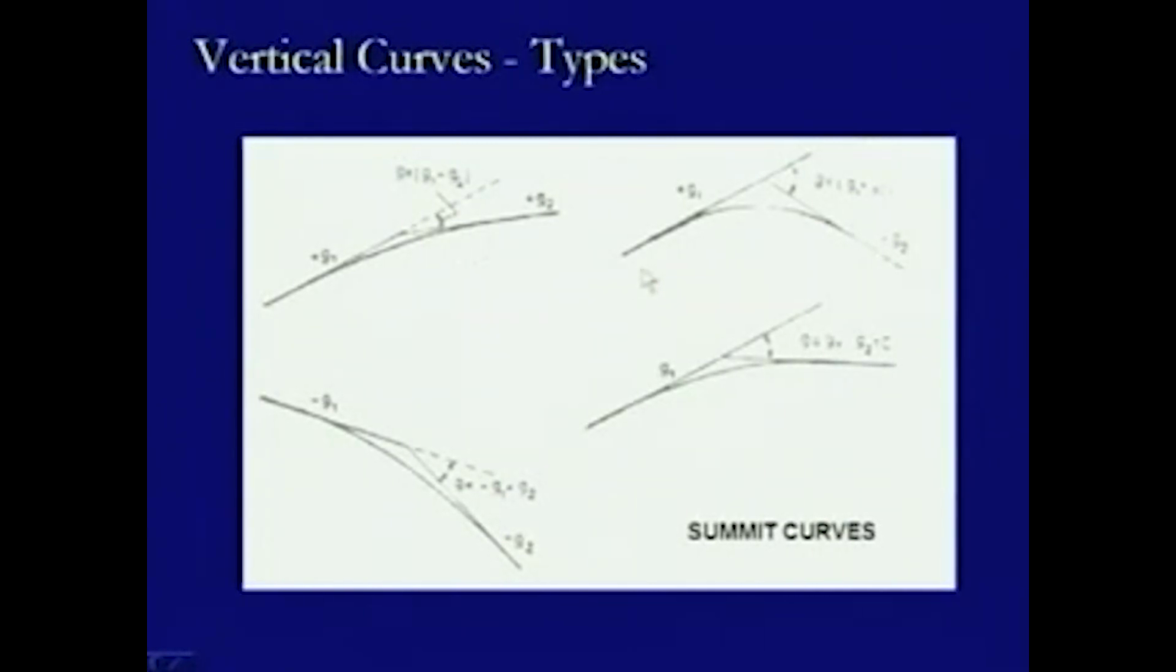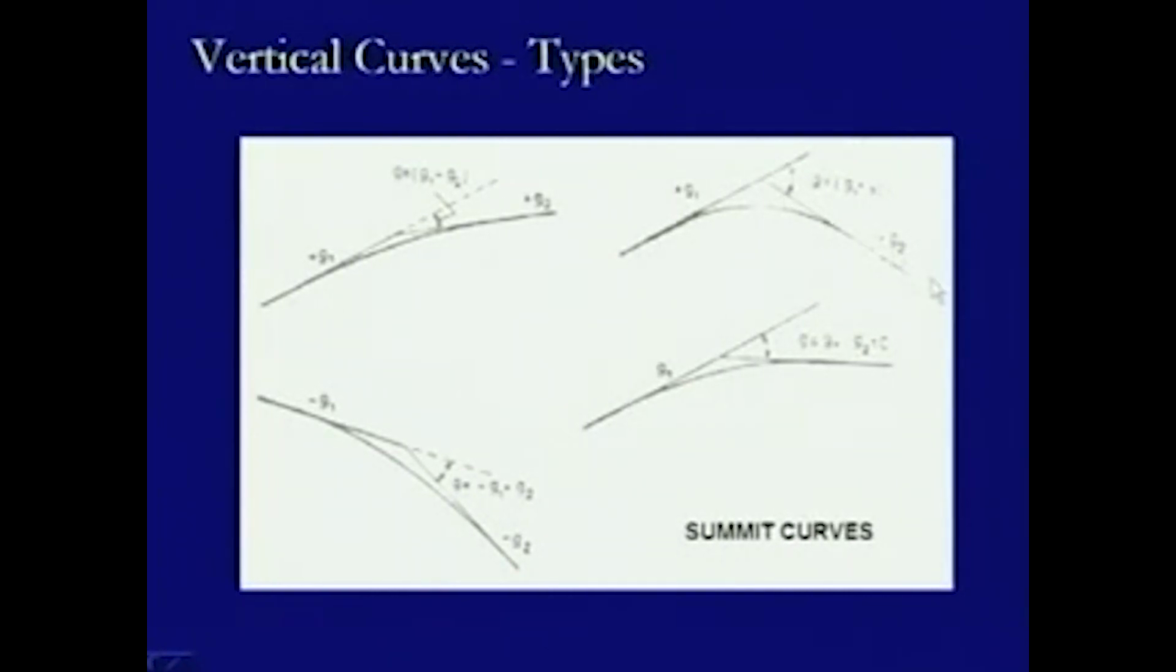Similarly, there is another case where there is an upgrade, which is going like this as plus G1, and there is a downgrade, which is going like this as minus G2, and again in this case they have been joined together by a curve so as to omit this kink. Now, when we are omitting this kink, we are changing the direction from this one to this one by an angle, this one, this is G, and this angle G is nothing but the algebraic difference between these two values, and therefore, it will be G equals plus G1 minus of minus G2. So, therefore, it will be G1 plus G2.